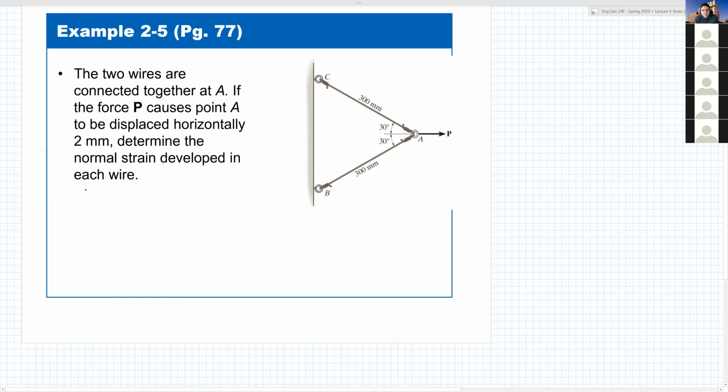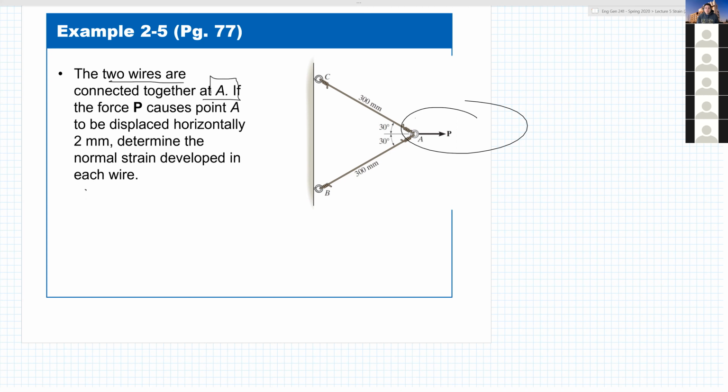Okay. So here's another example. I'll read the problem statement. You have two wires that are connected together at A. If a force P causes point A to be displaced horizontally 2 millimeters, what is the normal strain developed in each wire? So it makes sense that if I pull it with some force, we don't care about how much force, we just care about what happened, right? The displacement.